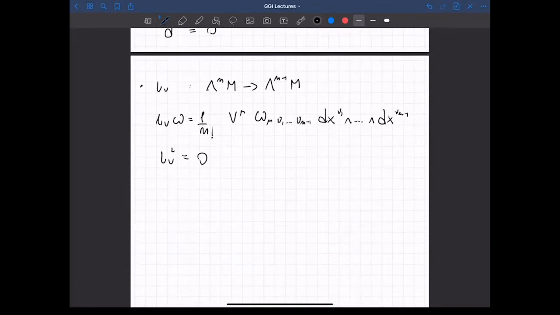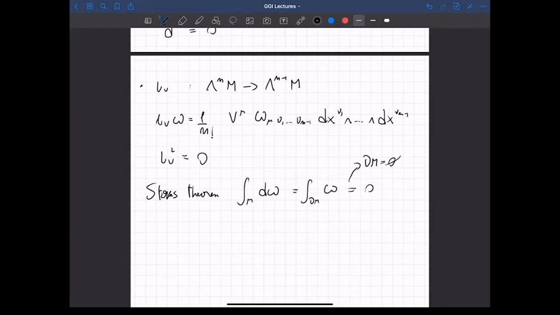Since my goal is to compute integrals, an important result is the Stokes theorem. Let me just remind you. The integral over M of d omega is equal to the integral over the boundary of M of omega, but in this case the boundary of M is empty, so this integral is zero.